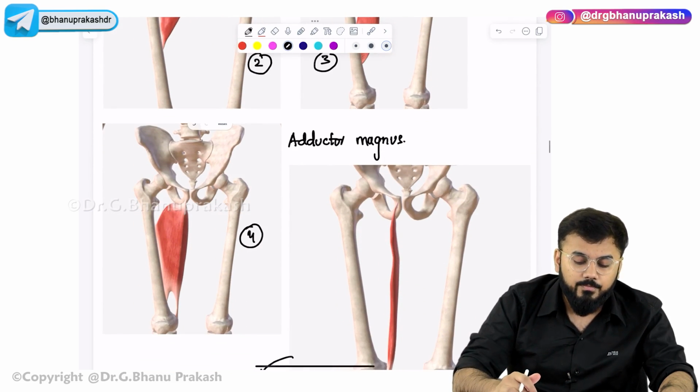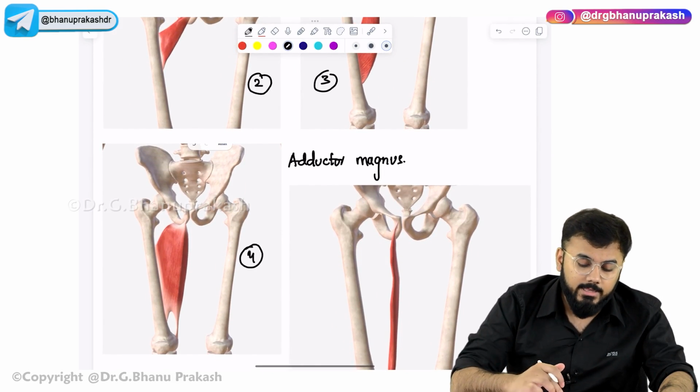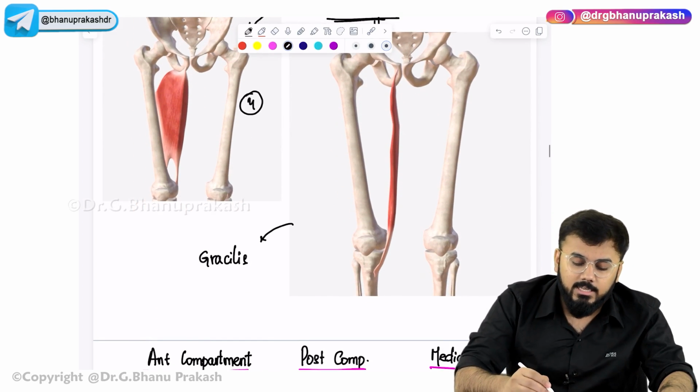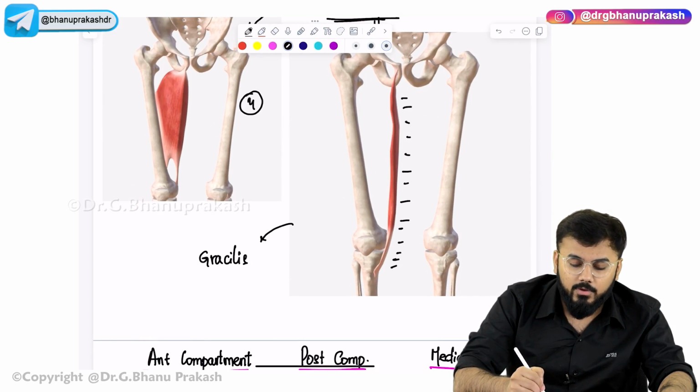But look at 4. 4 is not long, but 4 is vast. 4 is large. That is why it is called adductor magnus. And you see there is a very thin string-like muscle that is attached all the way to the leg over here. So this is called gracilis.